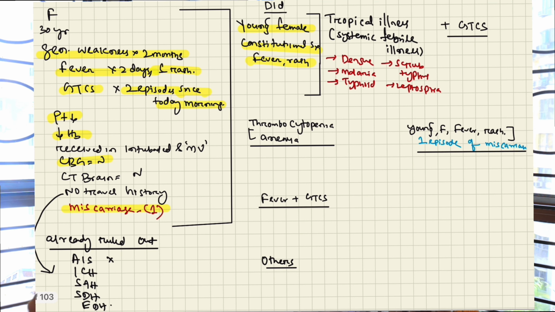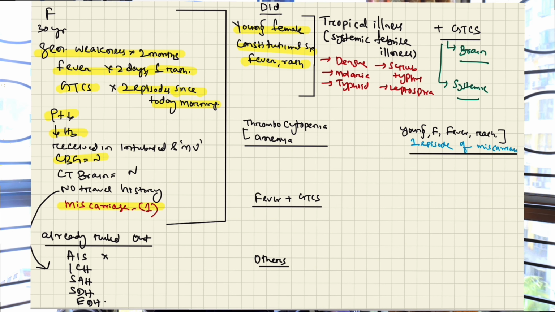Next is GTCS. A patient who presents with GTCS independently, without any other signs or symptoms, first we have to rule out an acute event inside the brain. So here, what are the probabilities? One is brain, one is systemic. In the brain, we've already discussed: it can be acute ischemic stroke, ICH, SAH, SDH, EDH, etc. In the systemic part, we should first rule out urea regarding hepatic encephalopathy, sodium balance, calcium balance.